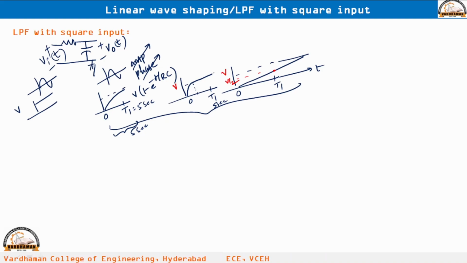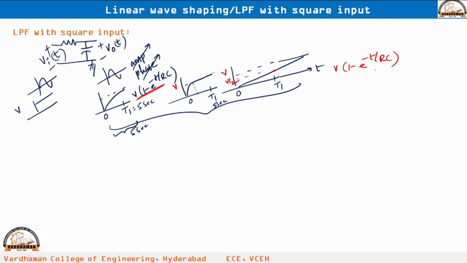Why is it happening like this? The mathematical expression in these three cases we are giving in a single way, that is V into (1 minus e power minus t by RC). It is the same mathematical expression in all the three cases: the output is given by V times (1 minus e power minus t by RC) only.